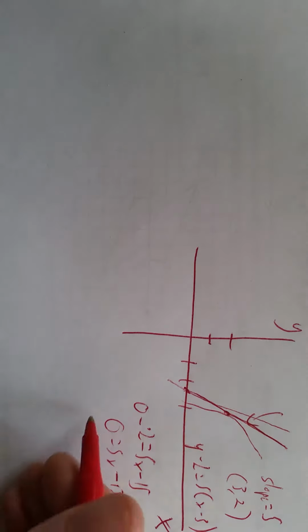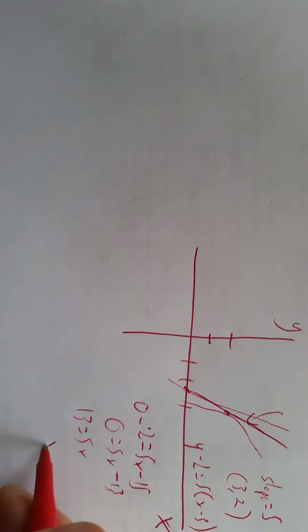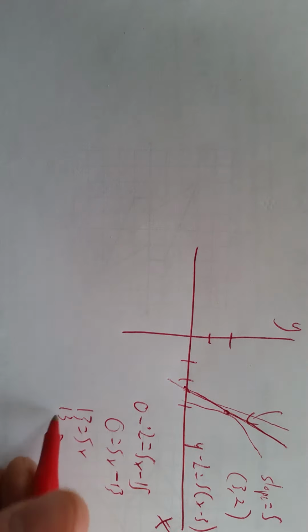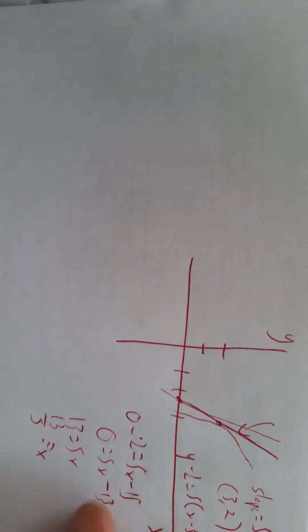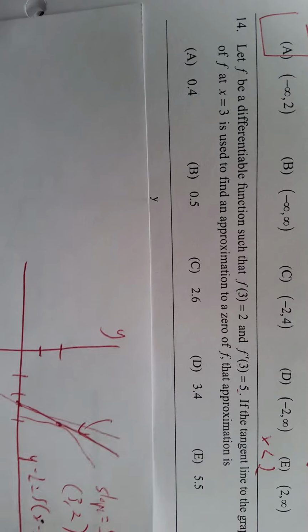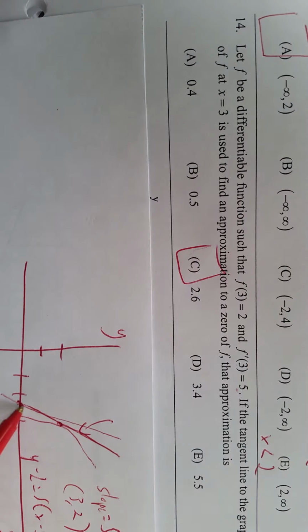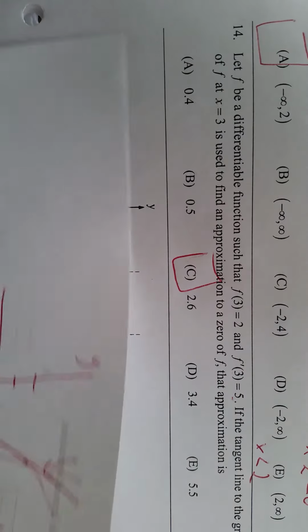The rest is algebra. Add 13 to both sides. 13 equals 5x, divide both sides by 5. X equals 13 over 5, which is 2.6. And sure enough, there it is, C. And it makes sense, right? So it hits at 2.6. That's what that is. That might have been a confusing explanation.